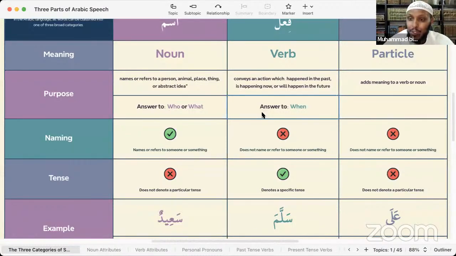But we can't say متى كتاب. We can't put متى in front of a noun. We can't say متى قلم. Okay, واضح? All right. And a noun is an answer to who or what. A verb can't be an answer to who or what.